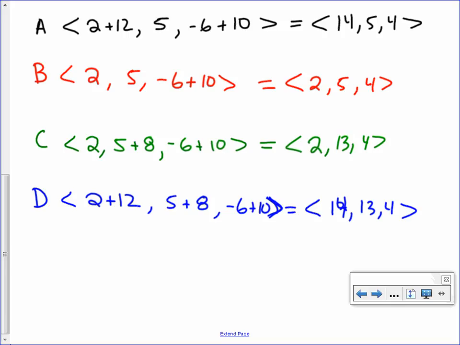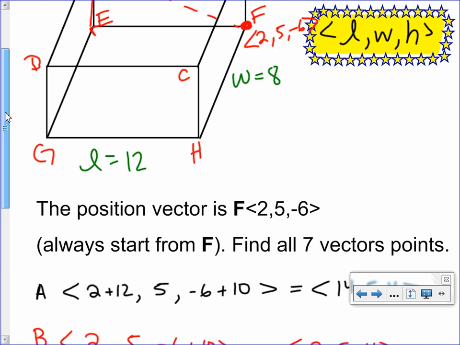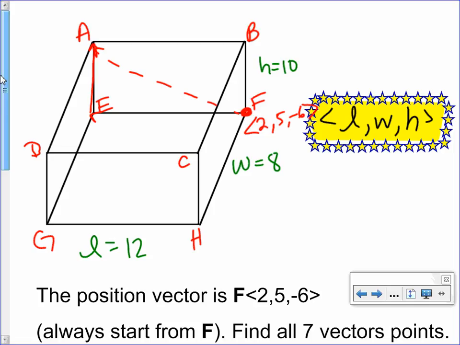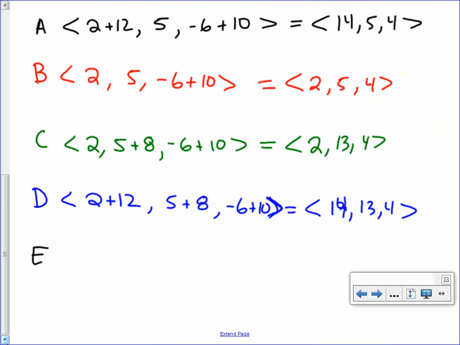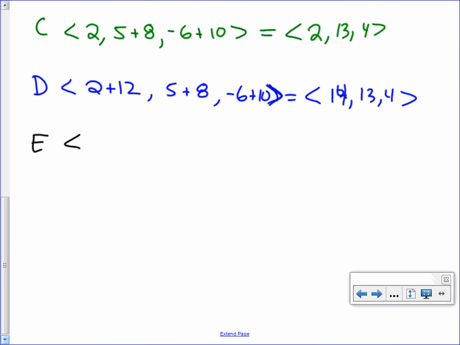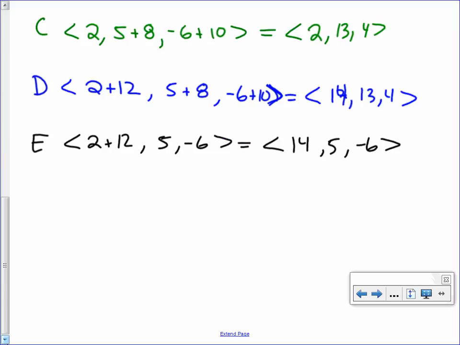To get to E, just add to the length, right? 2 plus 12, but everything else stays the same. So 14, 5, -6, like that.